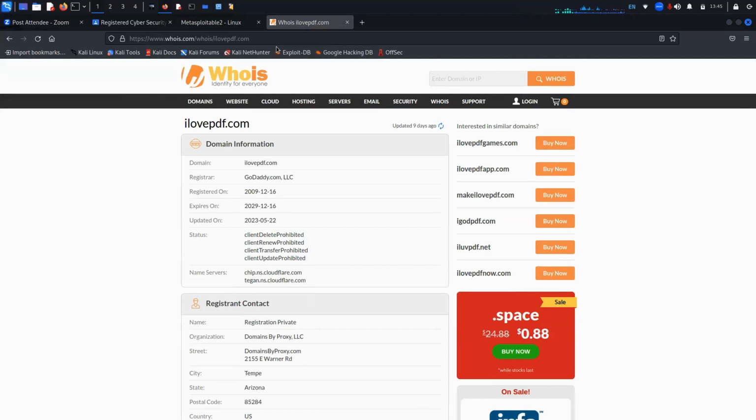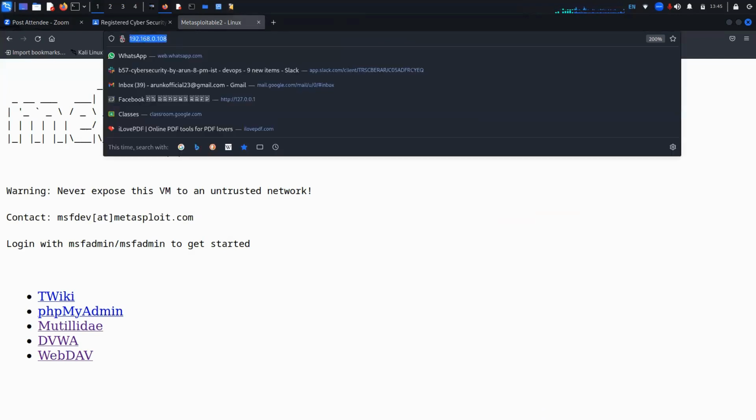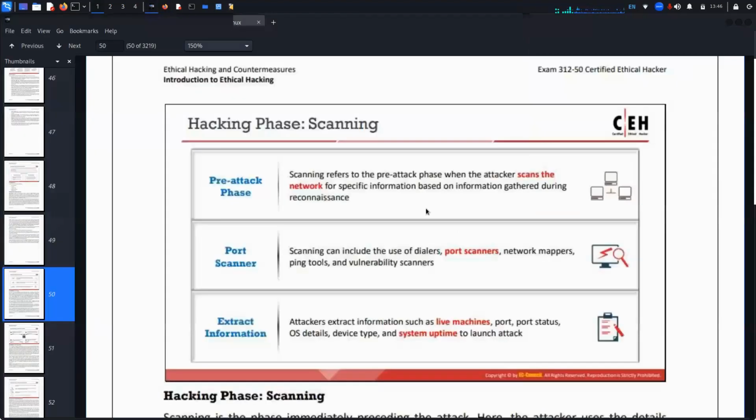Now, we'll assume that we have received all of this information for this vulnerable website that I have spun up on my virtual machine, right? The next part will be scanning. Okay, so going back here. Scanning can include the use of dialers, port scanners, network mappers, ping tools, vulnerability scanners, right? The main tool that we are going to use in the course is called Nmap, right?